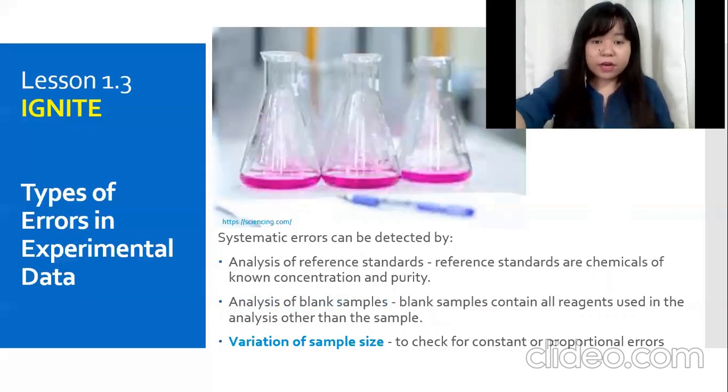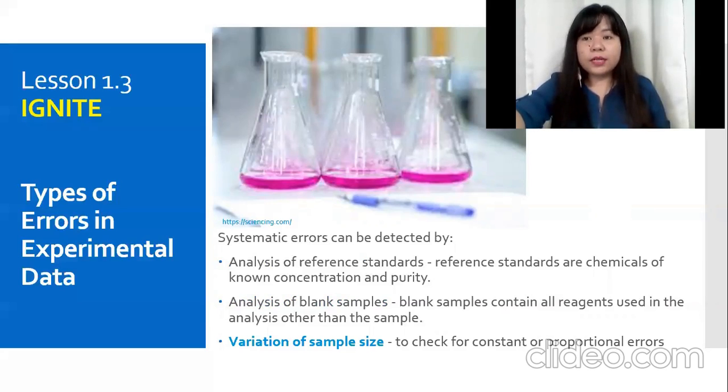And then next is variation of sample size to check for constant or proportional errors. Constant errors are errors which do not change in magnitude as sample size increases. On the other hand, proportional errors are errors that increase in magnitude as the sample size also increases.